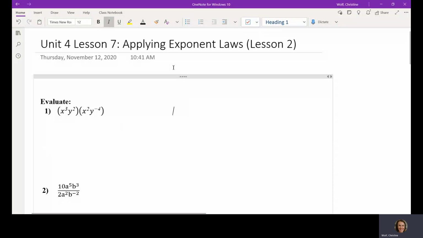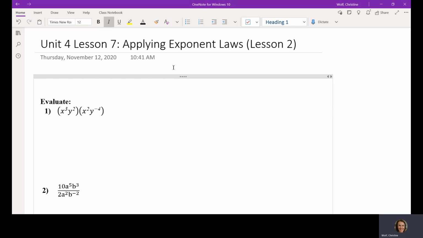Okay. So this is the last lesson of Unit 4, okay? I know we're going by so fast. This is Lesson 7, and it's very similar to Lesson 6 in that we are still using exponent laws. Those 3 exponent laws we just reviewed in Lesson 6. We'll use those all again.